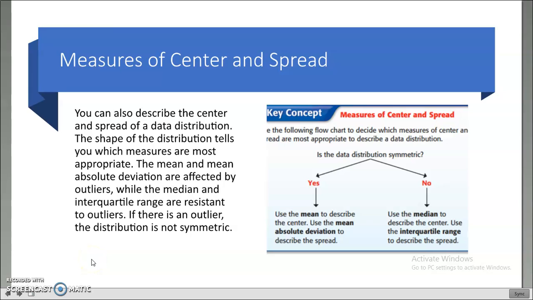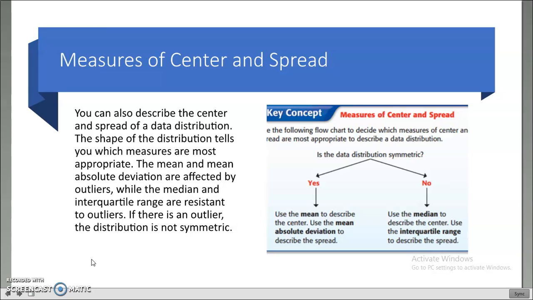All right. Well, why are we learning about this? We learn about this because of measures of center and spread. You can also describe the center and spread of a data distribution. The shape of the distribution tells you which measures are most appropriate. The mean and the mean absolute deviation are affected by outliers, while the median and interquartile range are resistant to outliers. If there is an outlier, the distribution is not symmetric.